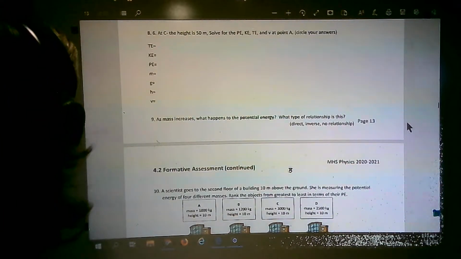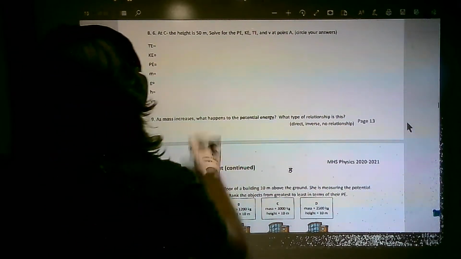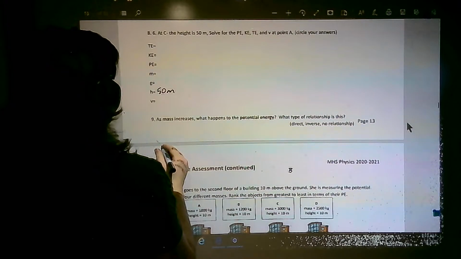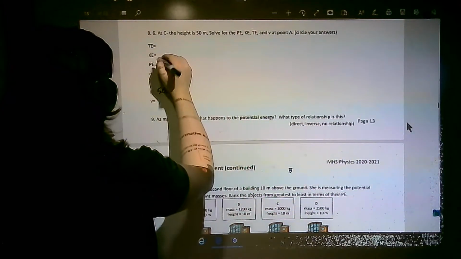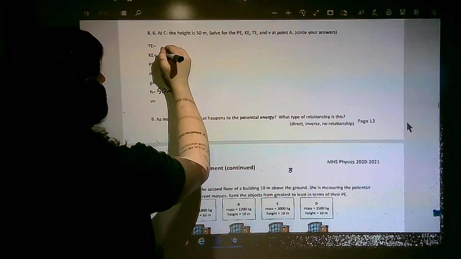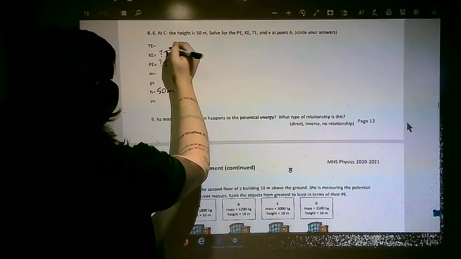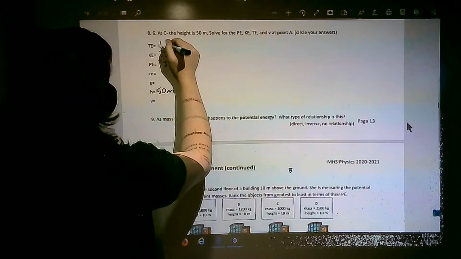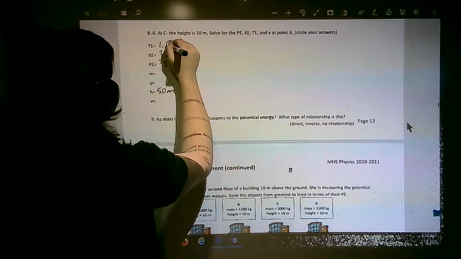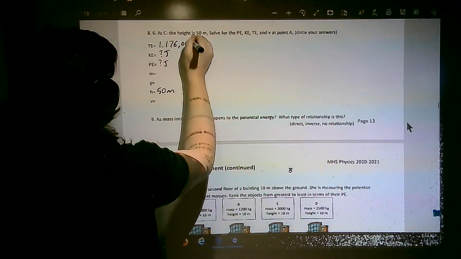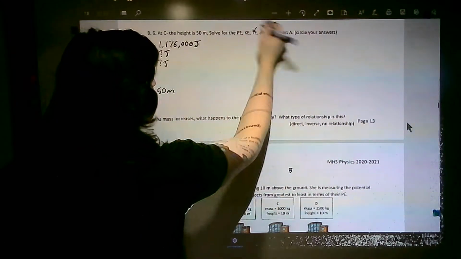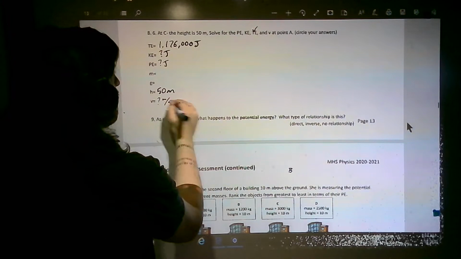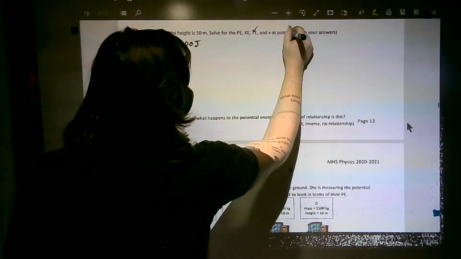All right, at point C, our height is 50 meters. Ooh, we've been given some info. We need to solve for PE, alright. Solve for KE, alright. Well, TE we have to solve for, but we carry that over. We know that from the previous problems. It never changes. Hey, check that out. We already took care of one of those. And we need to find the velocity, all at point C.